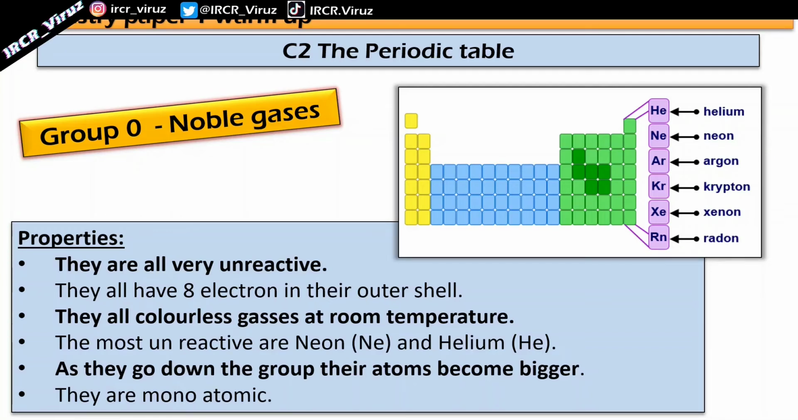They're all colorless gases at room temperature. The most unreactive are neon and helium. As they go down the group, their atoms become bigger and they are monoatomic. So you can find them as single gases, like just one helium atom, just one neon atom, unlike the halogens, which you always find in pairs, okay?